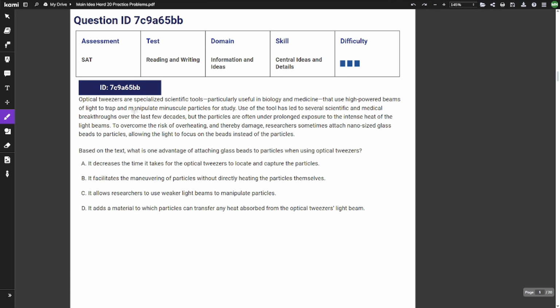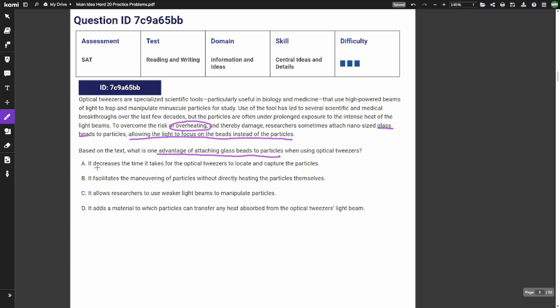Alright, so here the question asks us, what's an advantage of attaching glass beads to particles when using optical tweezers? Now here in the very last sentence, we see that these researchers use glass beads because they allowed the light to focus on the beads instead of the particles. So these glass beads are taking the focus of light away from the particles, and thus the particles don't overheat. Now let's look at our answer choices and see what best fits.